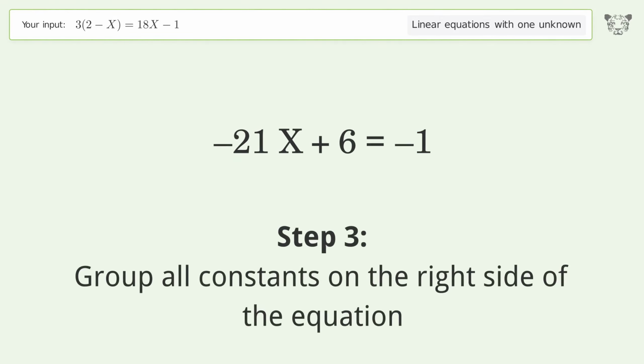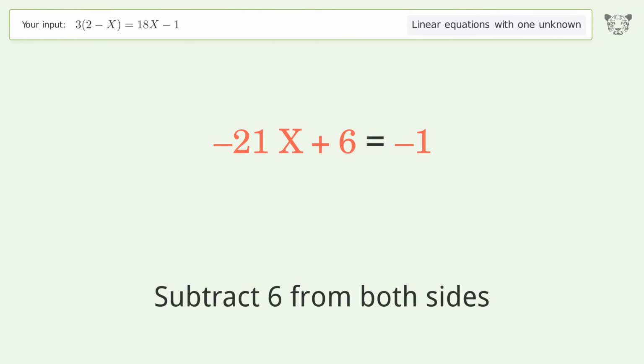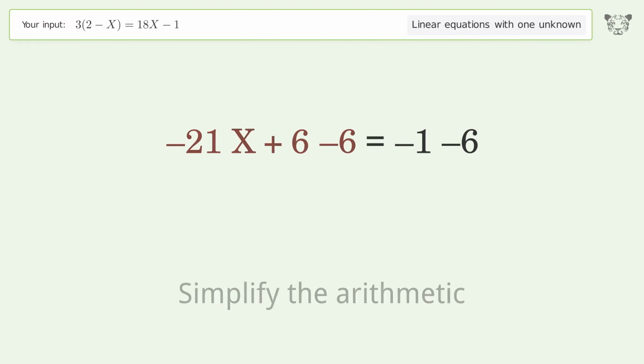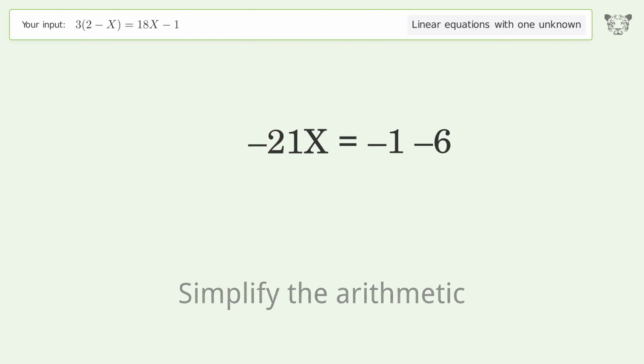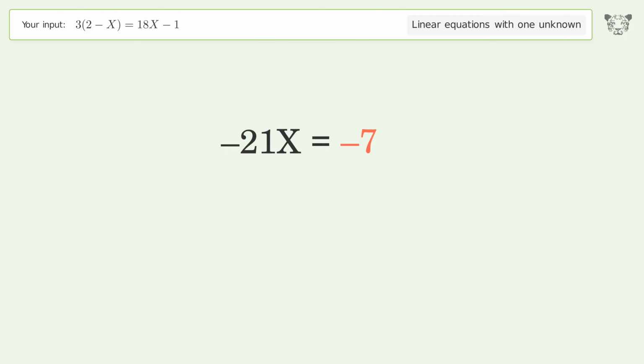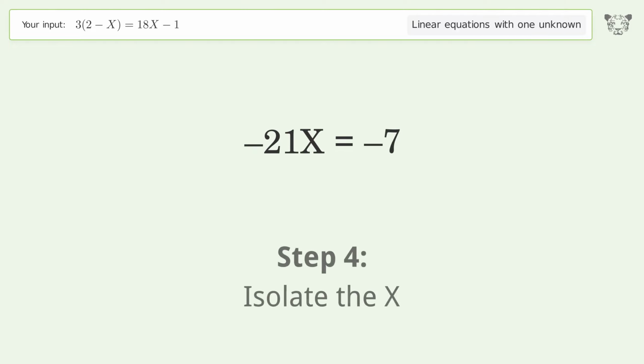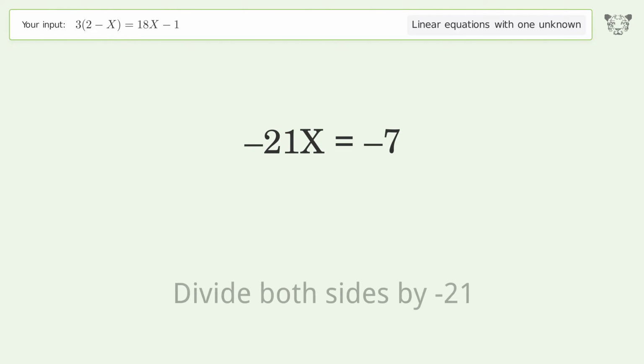Group all constants on the right side of the equation. Subtract 6 from both sides. Simplify the arithmetic. Isolate the x. Divide both sides by -21.